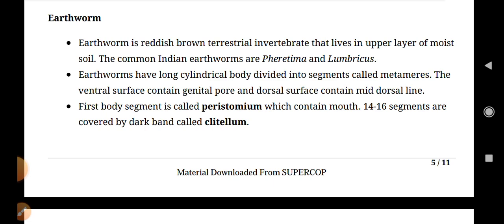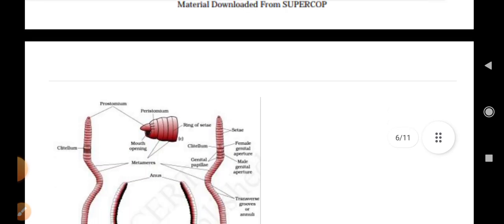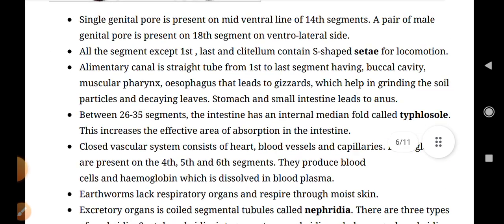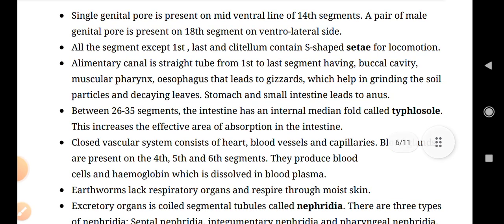Segments 14-16 are covered by a dark band called the clitellum. A single genital pore is present on the mid-ventral line of the 14th segment. A pair of male genital pores is present on the 18th segment on the ventrolateral side. All the segments except the first, last, and clitellum contain S-shaped setae for locomotion.